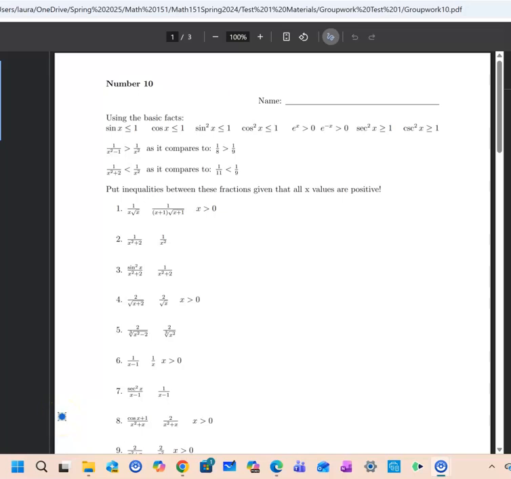These are the basic facts. I know you know already, but you know that sine is smaller than or equal to 1, as with cosine. Sine squared and cosine squared are smaller than or equal to 1. Just thinking about the graph of e to the x, you know it's always bigger than 0. Same with e to the negative x, which looks like that.